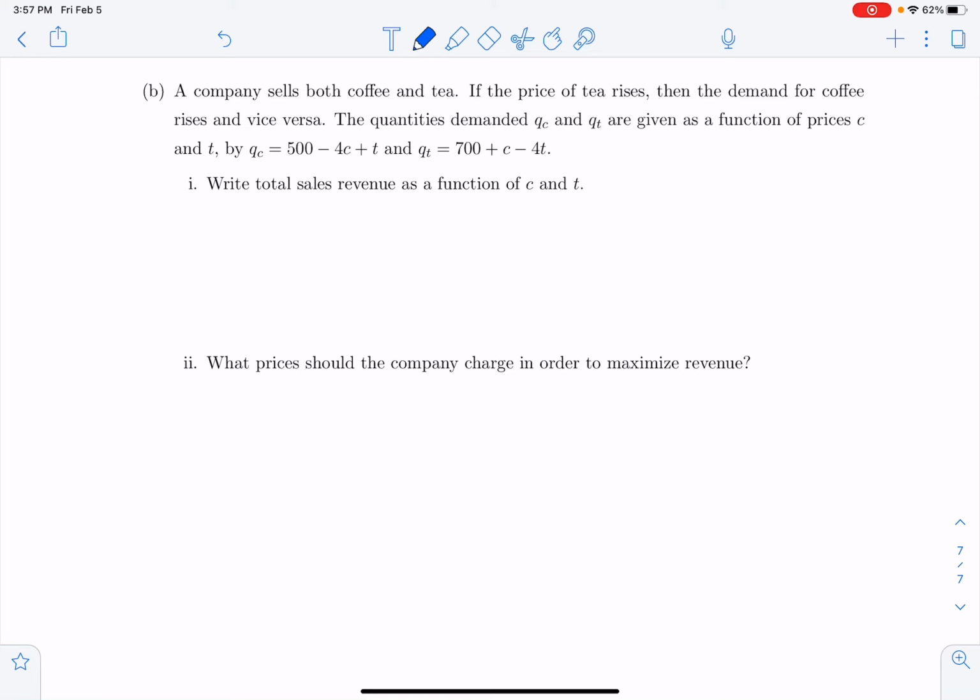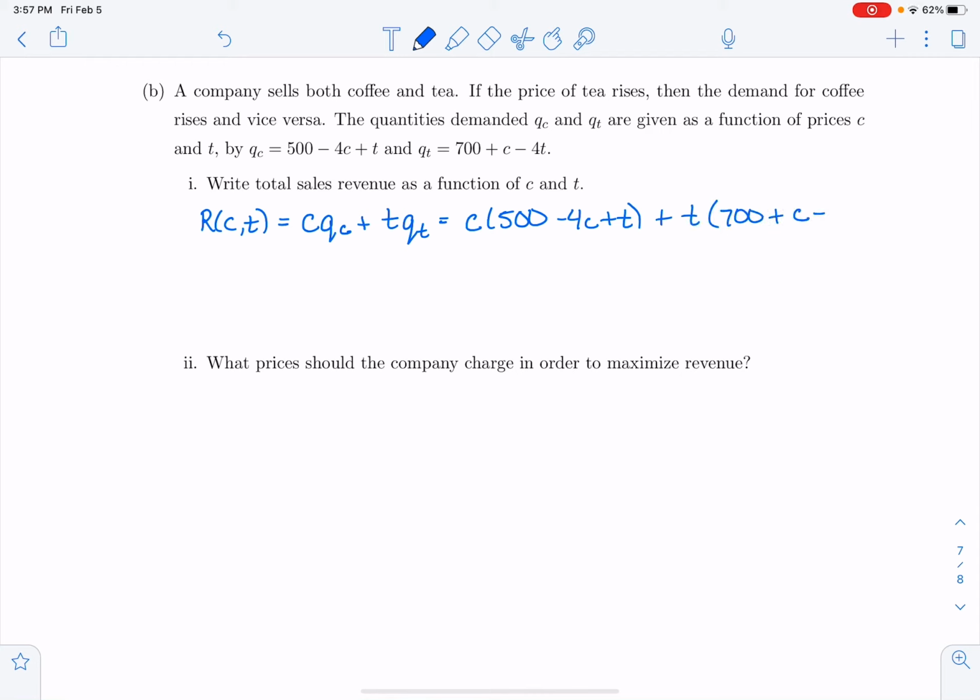Okay, well, what is the revenue as a function of C and T? So here I want to find a revenue as a function of C and T. Well, revenue is always going to be price. In this case, C is the price of coffee times the quantity of coffee sold, and then T, the price of tea, times the quantity of tea sold. So this is going to be C times (500 minus 4C plus T) plus T times (700 plus C minus 4T).